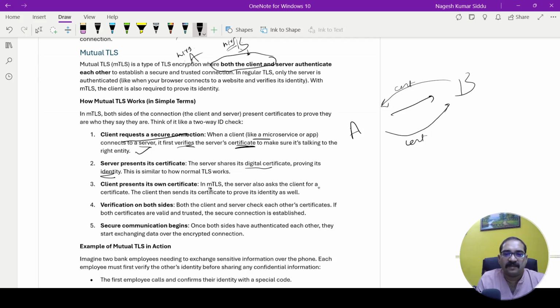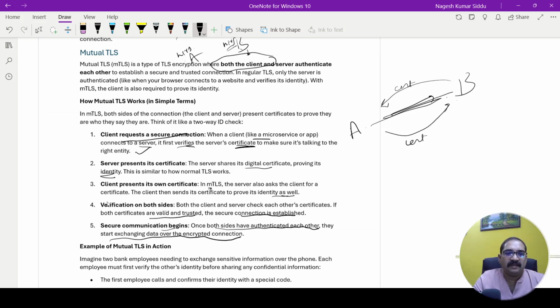The server also asks the client for a certificate. The client then sends the certificate to prove its identity as well. Now there is verification on both sides. A verifies B and B verifies A. Once both of them are verified, valid and trusted, a secure connection is established. Till then, no connection is established. Once the connection is established, the communication begins, and both sides start exchanging data over the encrypted connection.